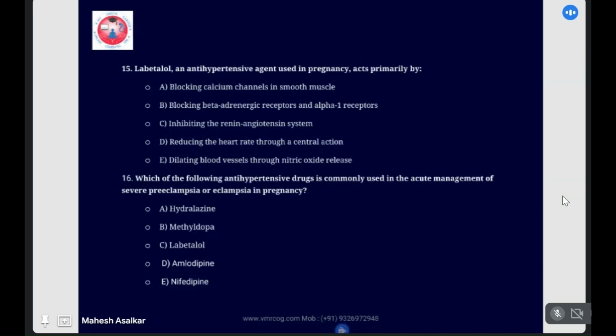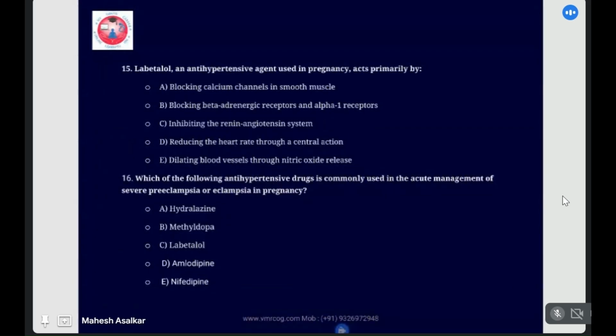Now question 15, Dr. Sansi is there. Labetalol, an antihypertensive agent used in pregnancy, acts primarily by: blocking calcium channels in smooth muscle; blocking beta adrenergic receptors and alpha 1 receptors; inhibiting the renin-angiotensin system; reducing the heart rate through a central action; or dilating the blood vessels through nitric oxide release. So it's a beta blocker, blocking beta adrenergic receptors and alpha 1 receptors. So option B.